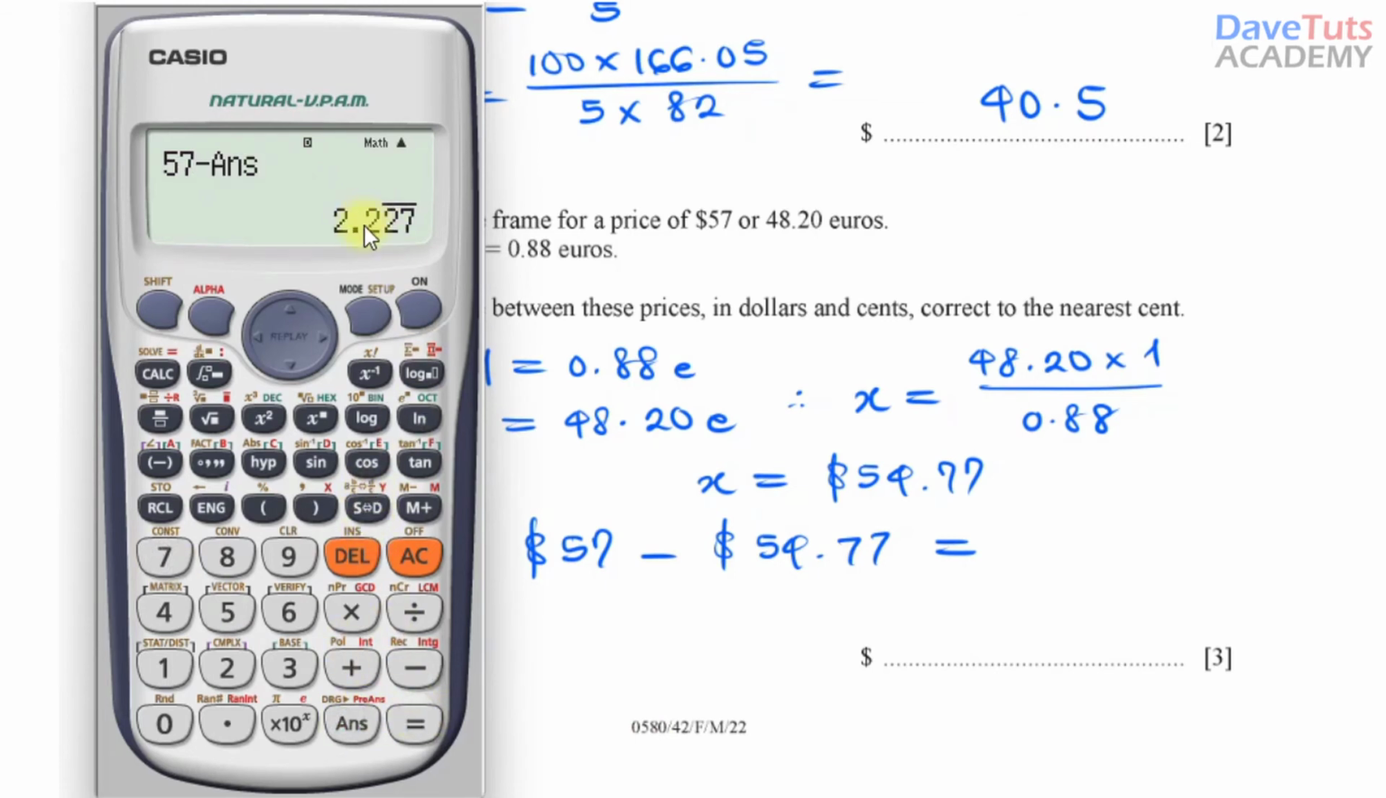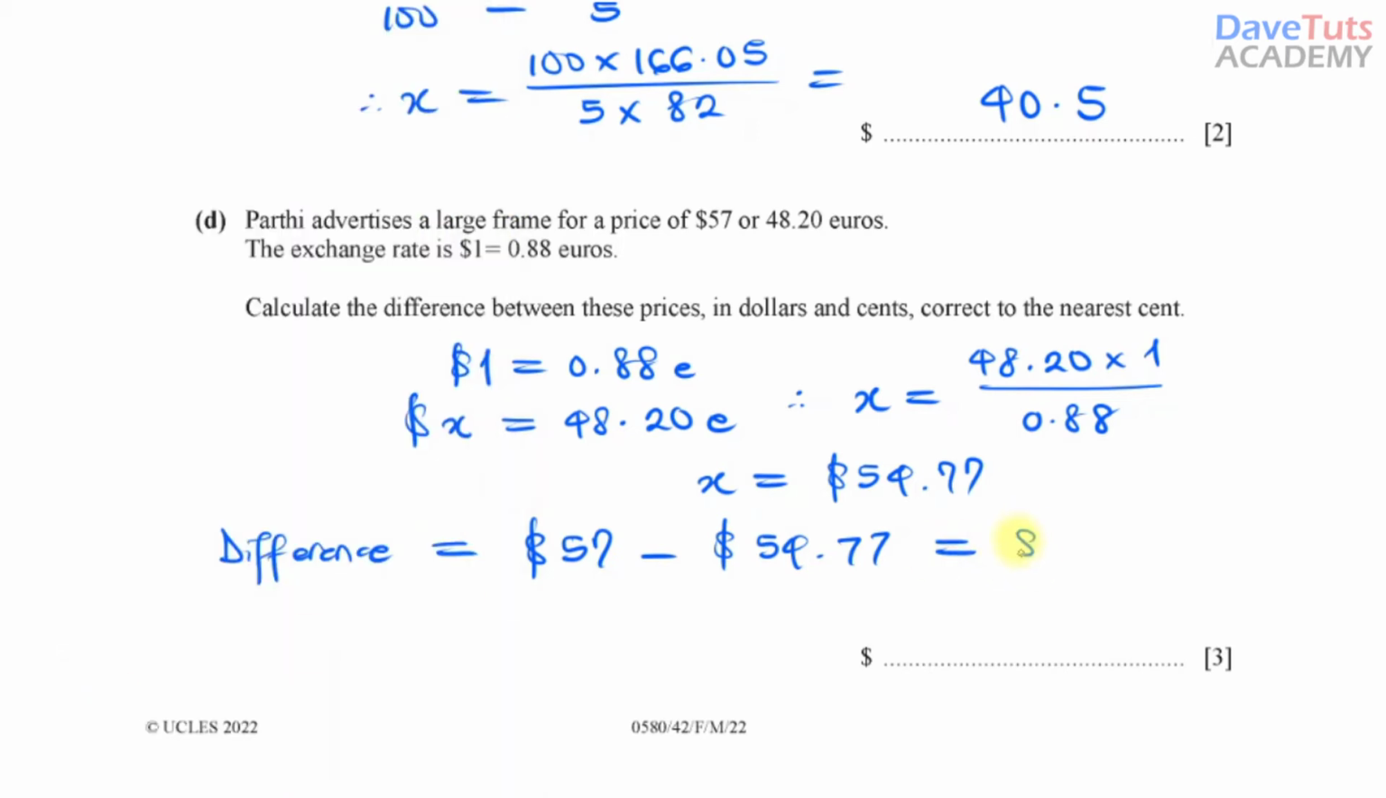So what's that? This is 2.2. Okay, 27 is being repeated, so I can say 2.23. $2.23. So that difference in price is $2.23. And with that, we've been able to solve this question as requested of us.